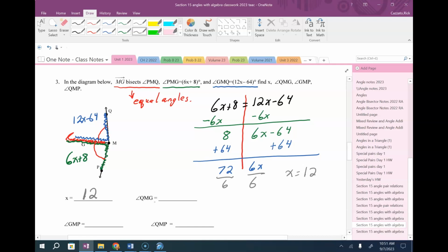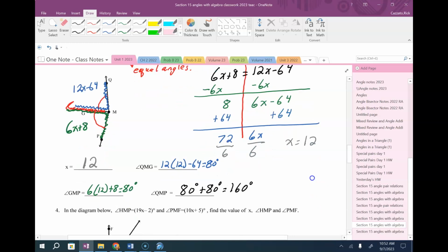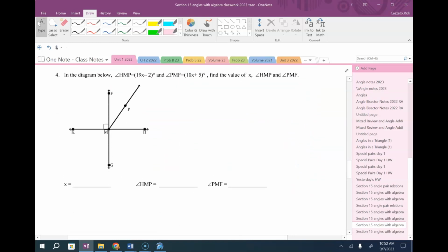QMG is the blue angle, so I'll do 12 times 12, take away 64. So using my calculator, I get 80 degrees. GMP is the green angle in the diagram, so 6 times 12 plus 8. When I type that in my calculator, I get 80 degrees, and I know I'm doing this right because those are equal. And QMP is the big angle. In order to get the big angle, I'm going to add the two little angles, so 80 plus 80, which is 160 degrees. So when you see angle bisector, or the word bisect, that means cuts in half, and the two pieces are equal. The last class example is problem number 4.